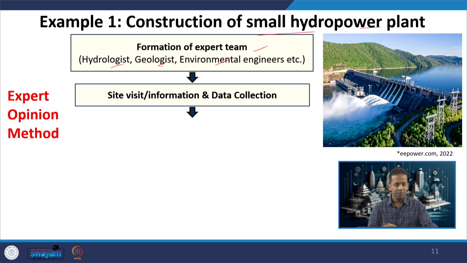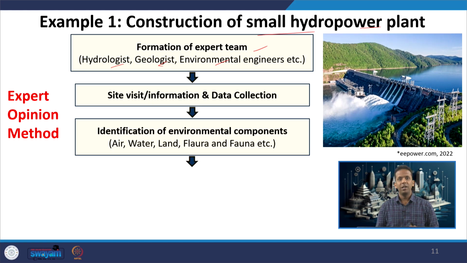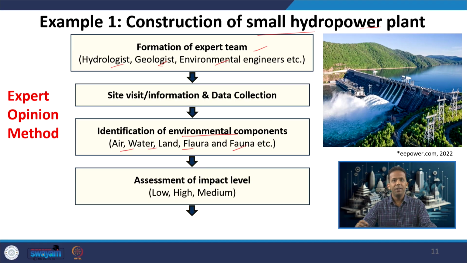Then this team will collect all the information or visit the site and collect some data based on which they can give their opinions. Once this site visit or data collection is done, then comes identification of the major environmental components, the broad environmental components, so that we can list the broader environmental impacts: air, water, land, flora, fauna. Once these are identified, you identify the impact level, whether it is low, medium, high, like we saw different bases on which these impacts can be categorized.